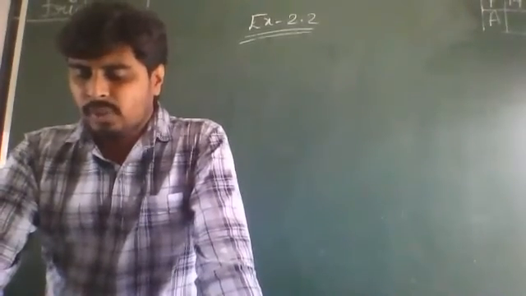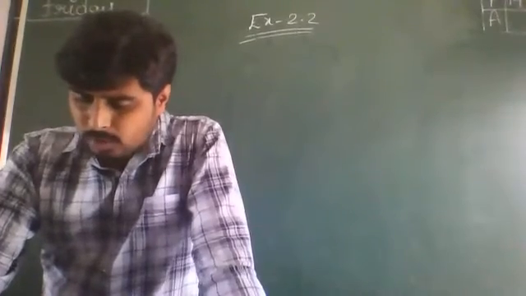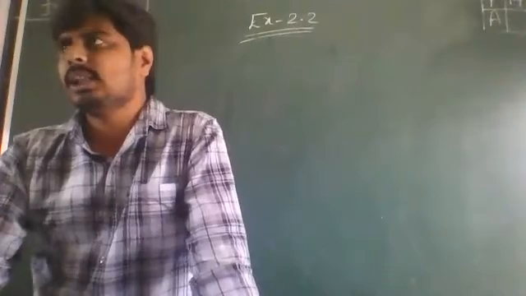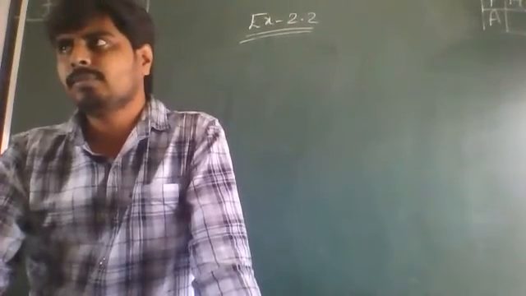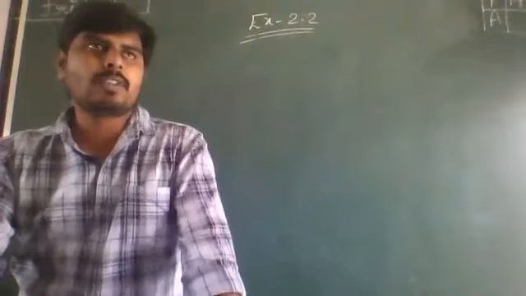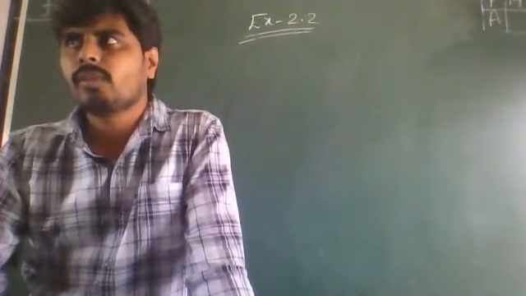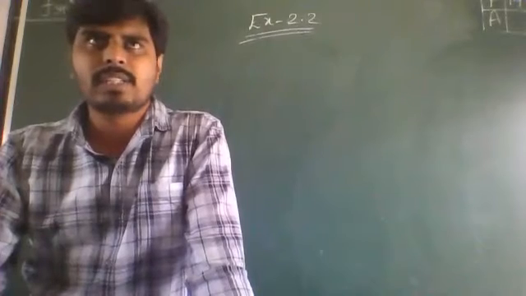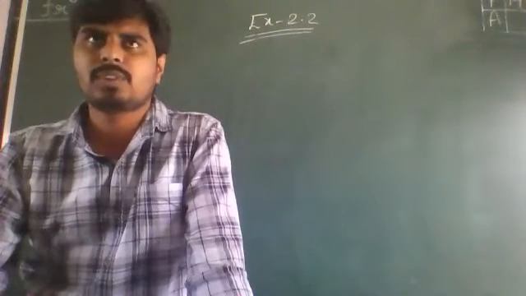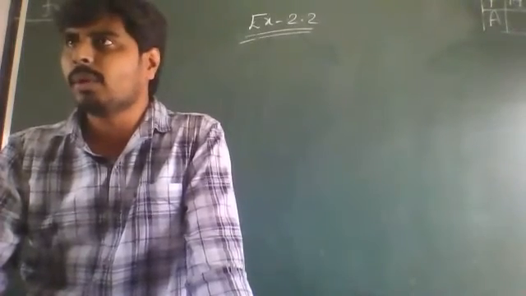Find the zeros of the polynomials in each of the following cases. If you observe, what is the difference between polynomial value and its zero of the polynomial? What is the polynomial value and what is zero of the polynomial? Yesterday we discussed very detailedly, right? I have given you many examples. What is polynomial value? What is variable value? What is zero of the polynomial, right?